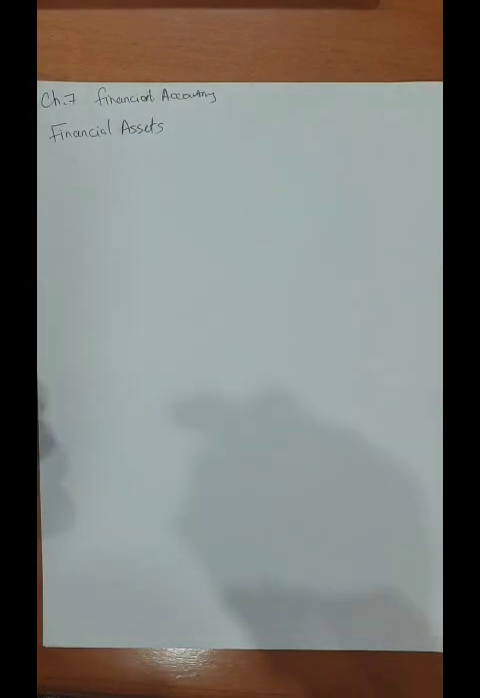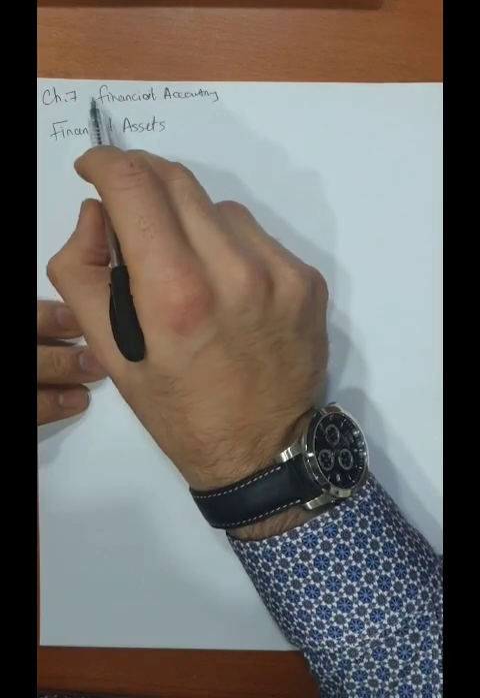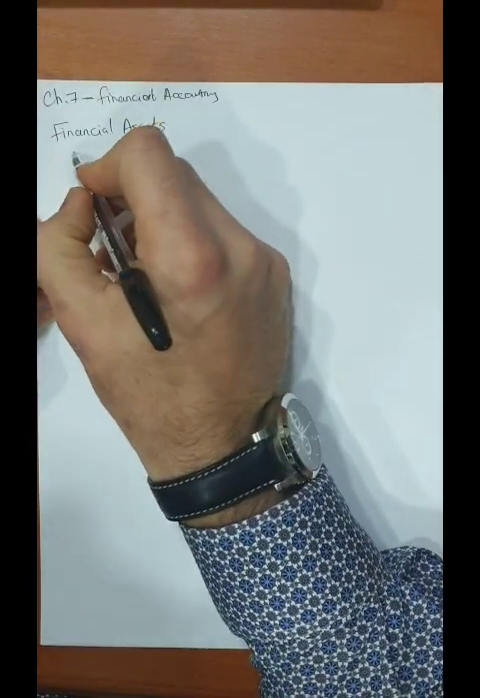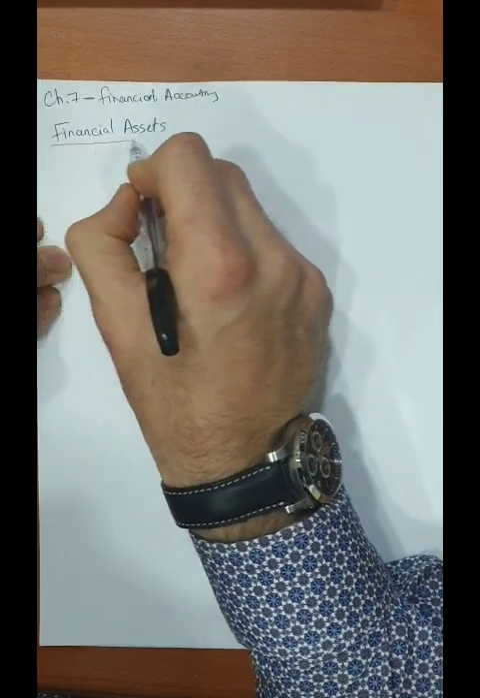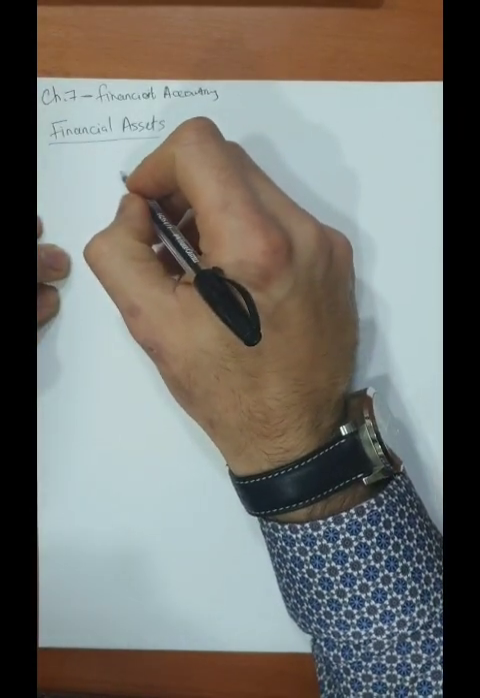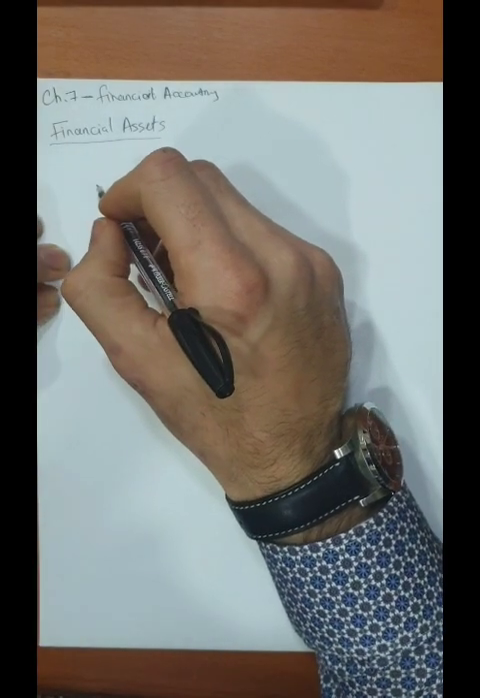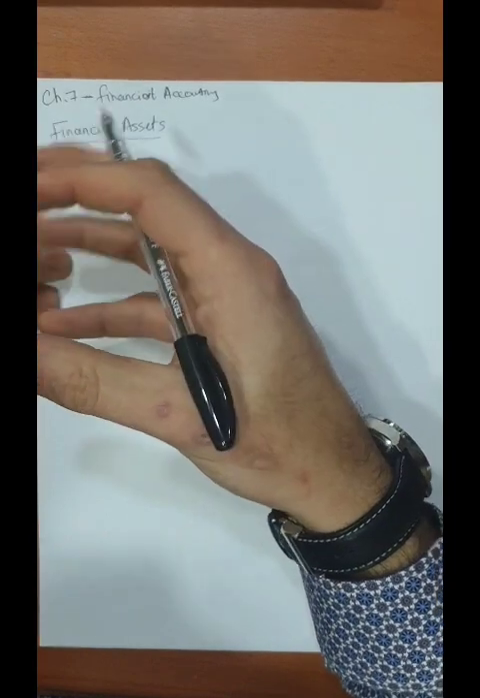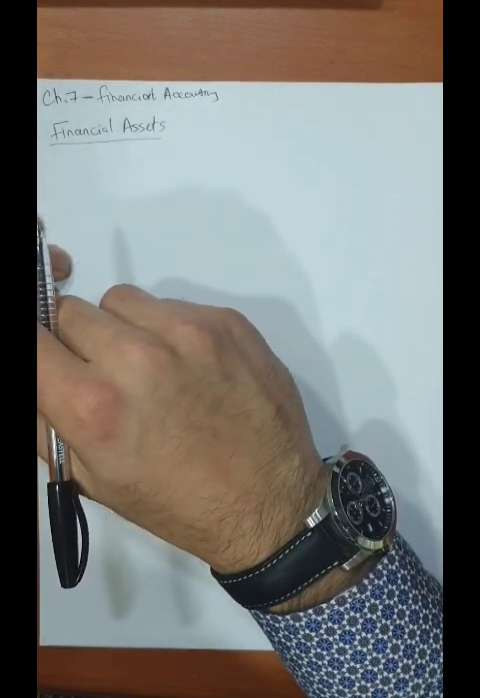Hello everyone. In this chapter I'm going to discuss chapter 7 from the financial accounting course. The title of the chapter is financial assets. I'm going to discuss what these financial assets are and how to take them into account when we are doing our journal entries and closing entries.